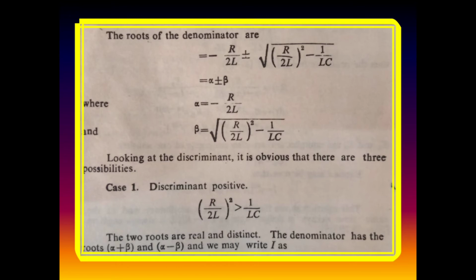Looking at the discriminant, it is obvious that there are three different solutions. First solution: the discriminant is positive, that is beta. We take R by 2L greater than 1 by root LC. If R by 2L is greater than 1 by root LC, then the roots are real and distinct. So the denominator has the roots alpha plus beta and alpha minus beta.